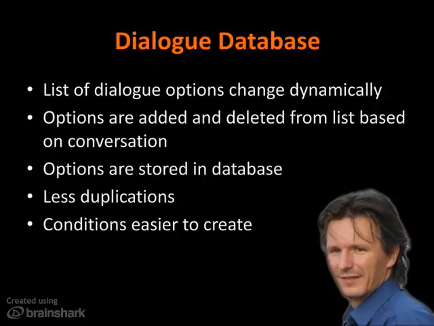Another method for creating dialogues is to use a dialogue database. Dialogue options, lines for non-player characters and players, are stored in the database, and the options are presented as a list to the player. Options are added or deleted from this list based on player and non-player character interaction. The dialogue database and story engine is a more complex topic, and we don't go into details during this presentation.